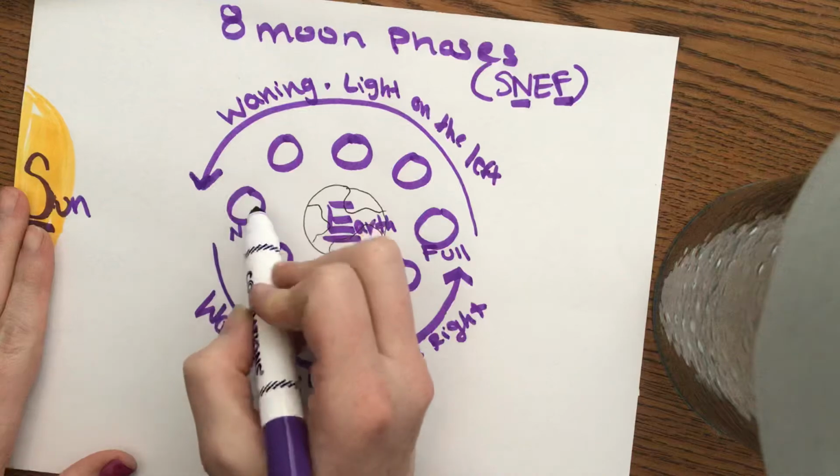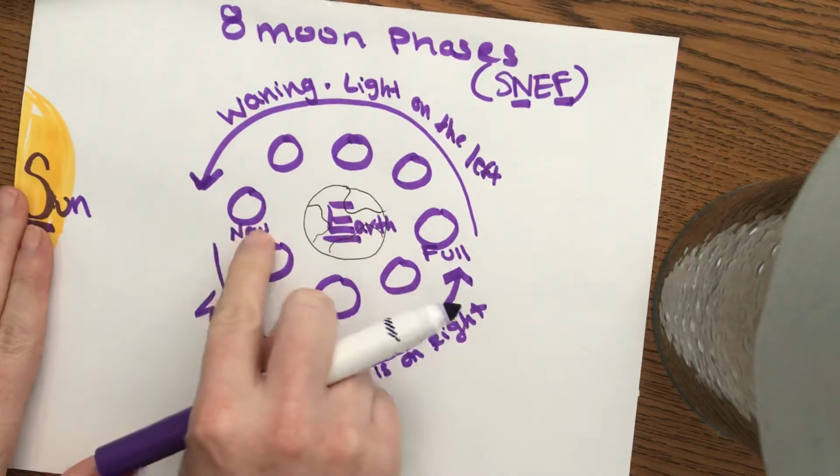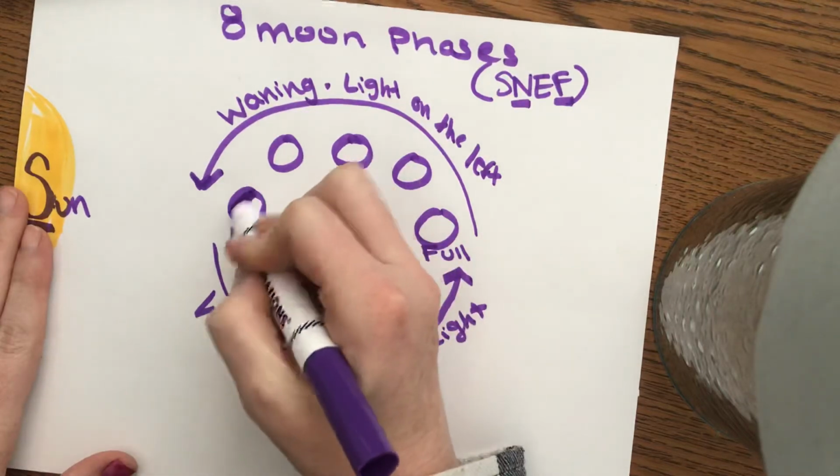So as we start here, our new moon, when the sun and the earth are in line and the moon is in between them, that is what is called a new moon.